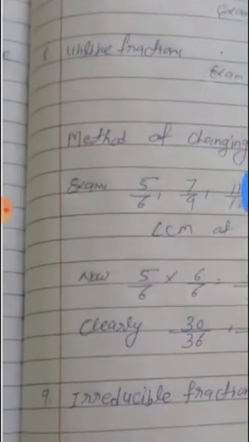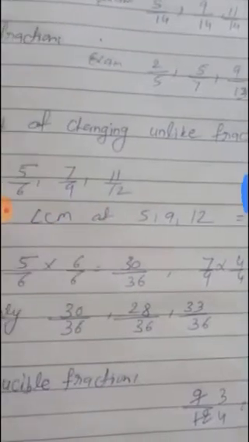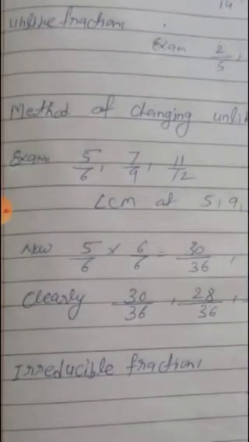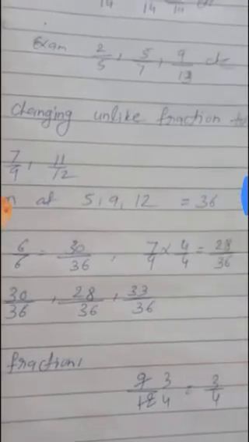Now next one, method of changing unlike fraction to like fraction. Here example are given 7 by 9, 11 by 12, 5 by 6. You change in like fraction. So first you find the LCM of denominator. Here denominator is 6, 9 and 12. LCM is 36.